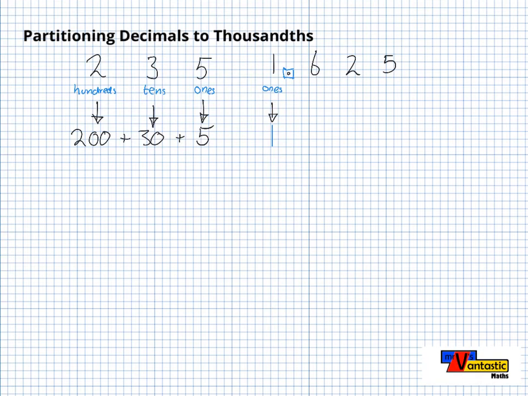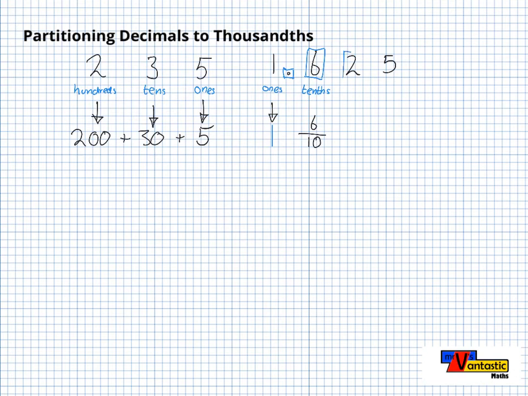But what about the decimals? So the first decimal number is in what we call the tenths place, and it means that we have a fraction out of 10. In this case, we have a fraction of 6 out of 10.